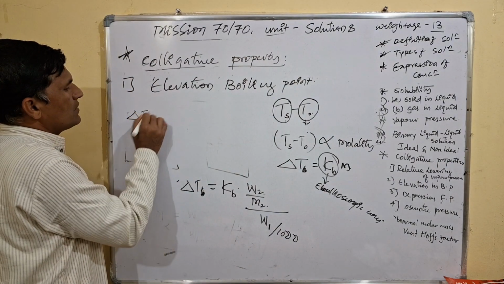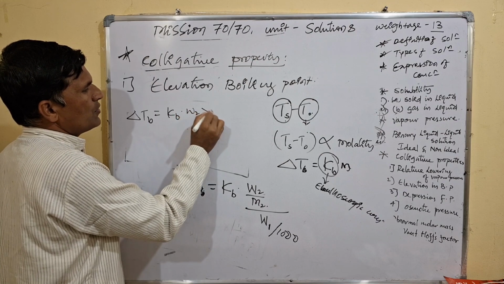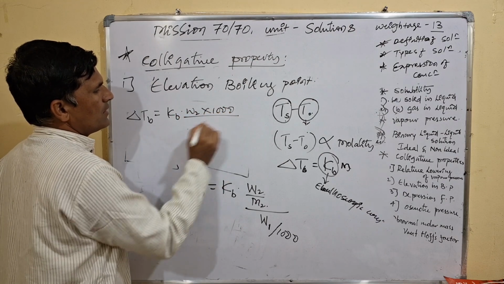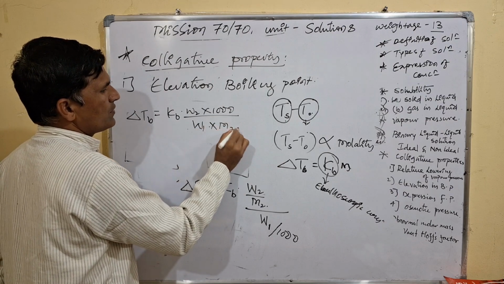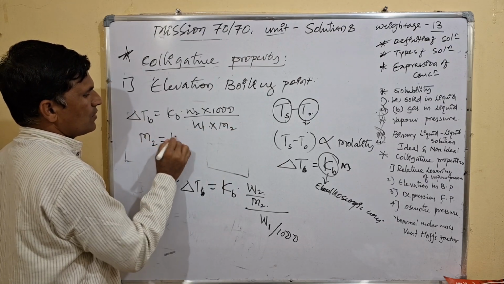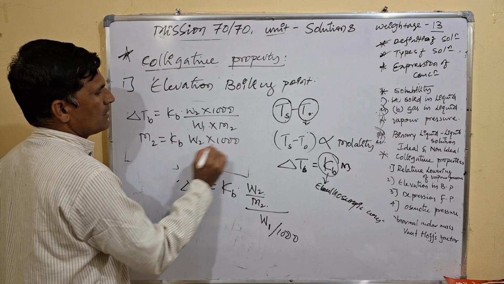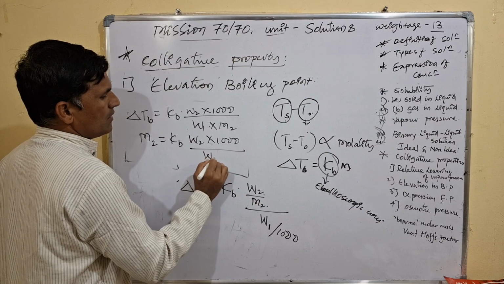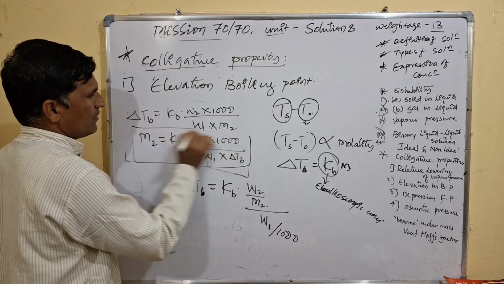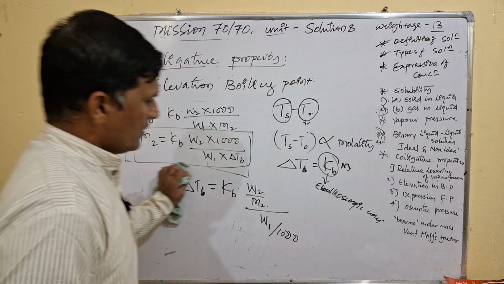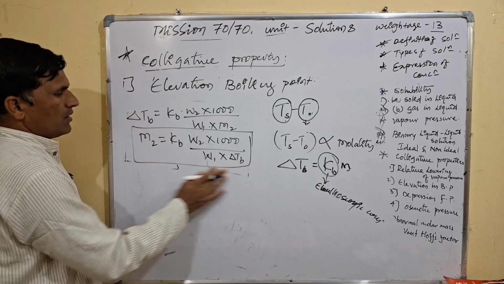So delta Tb is equal to Kb into W2 into 1000 divided by W1 into M2. Therefore M2 is equal to Kb into W2 into 1000 divided by W1 into delta Tb. So this is the second formula that we have to remember in the determination of molecular mass. You will definitely get a question on these particular formulas.